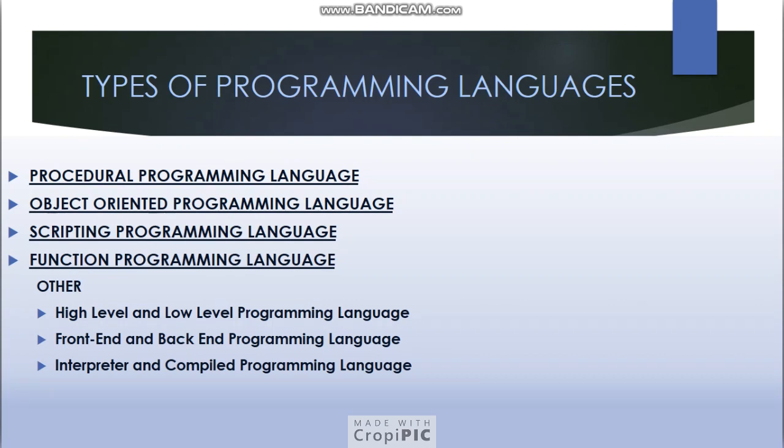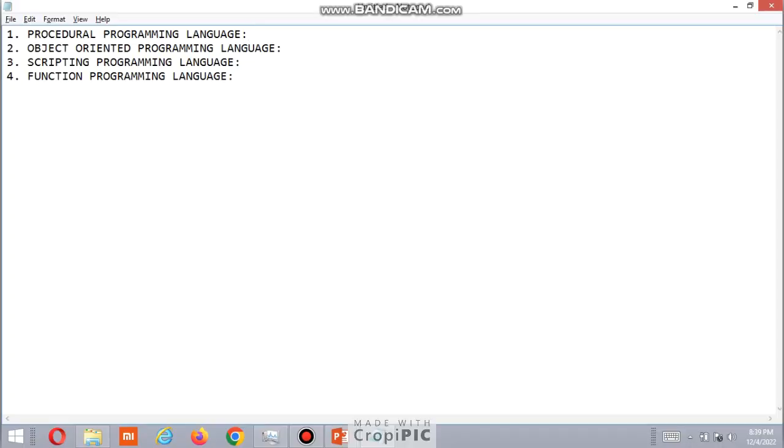Here we can see the types of programming languages, which are procedural programming language, object-oriented programming language, and scripting programming language. Let's talk about the procedural programming language first.